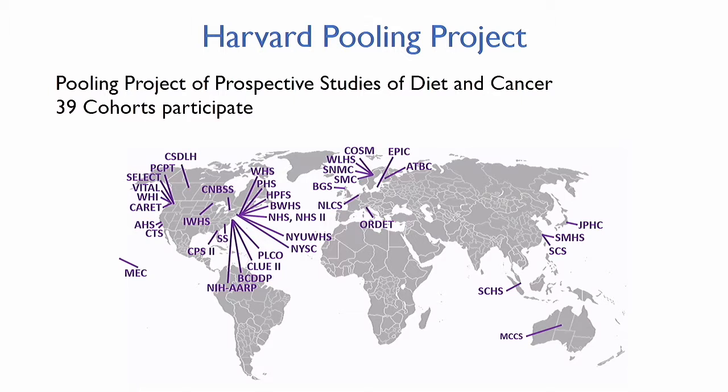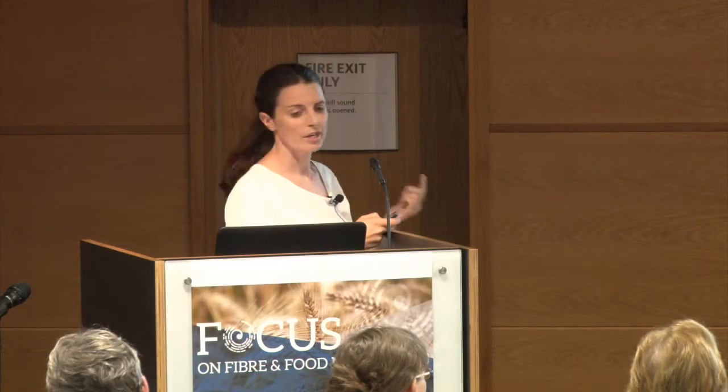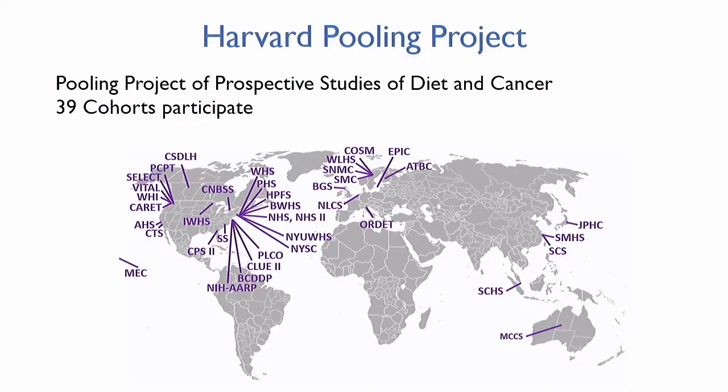And I just want to pull up the Harvard Pooling Project to demonstrate the dominance of this pen and paper food frequency questionnaire. This is a pooling project which aims to combine or pool all the data that's available on diet and cancer, and a cohort is eligible to participate if they have used a validated dietary assessment method and they can link to cancer outcomes. So 39 cohorts participate altogether, and virtually all of these have used a pen and paper food frequency questionnaire as their primary method of dietary assessment. So really the whole body of nutritional epidemiology literature is built on this method.